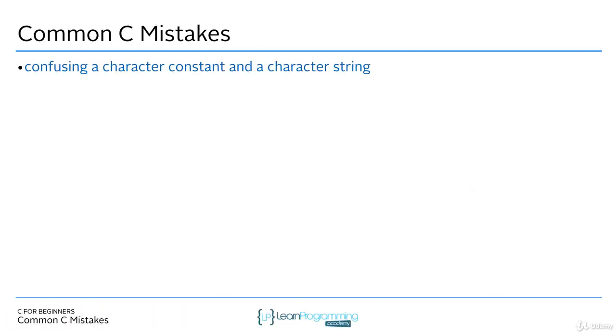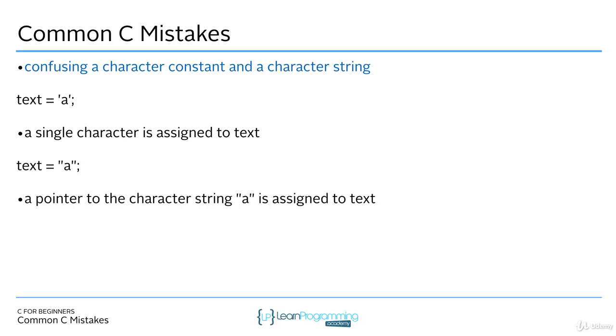Confusing a character constant and a character string. Here, if we have text equals 'A' inside single quotes, that's a single character that's assigned to text. If we have a variable named text and we assign it "A" in double quotes, that's a pointer to the character string. Right? That is not valid for a single character.